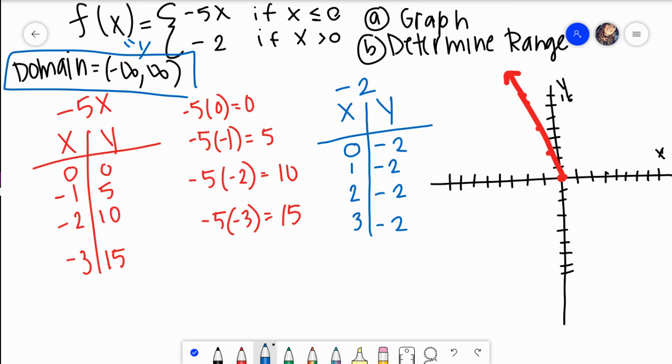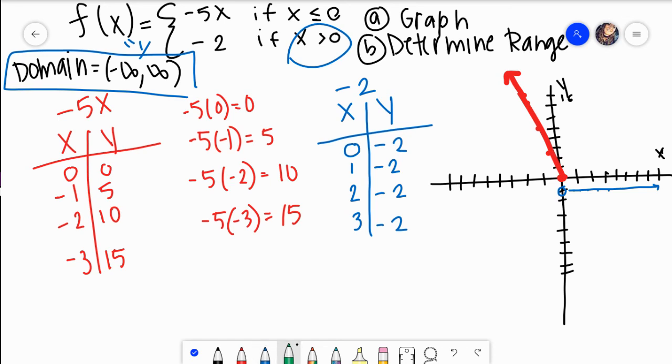So if we do our blue, and I look at my x being 0, my y is -2, and it cannot include it because that's what my condition tells me. It's strictly less than. So if I look at my x being 1, my y is -2. I look at my x being 2, my y is -2. It's going to continue to go on and on and on. Okay? So now what it wants me to do is determine my range.